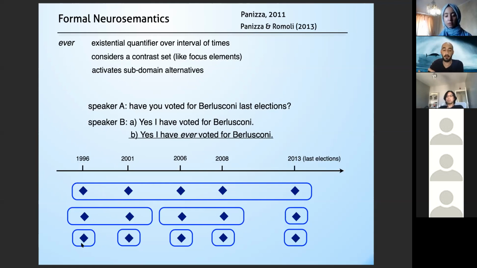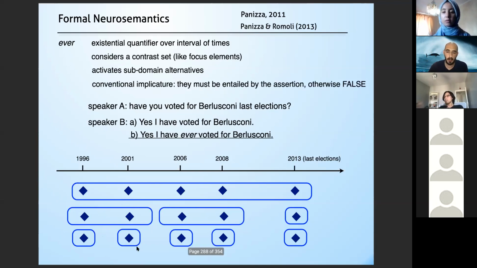If it is true that I voted for Berlusconi in '96, it is true that I voted for Berlusconi at least once between '96 and 2001, and that entails that it is true that I have voted for Berlusconi at least once in my life, right? Do you see this, right? So from a more specific to a less specific. Now, the semantics of the NPIs tells you that any alternative that is stronger must be negated. So you end up negating all these alternatives because they are all stronger than the assertion.